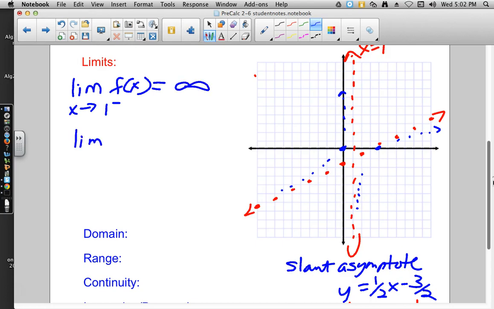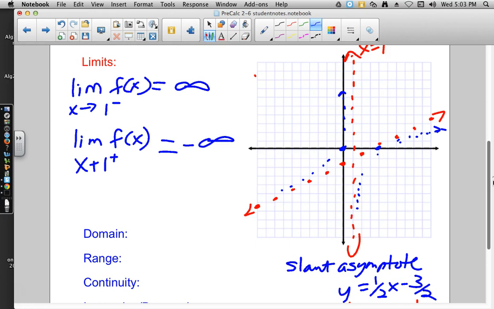And the limit of f of x as x approaches 1 from the right-hand side, got a little carried away with my plus 1 on the right-hand side. Well, as we approach our 1 from the right-hand side, this is going down. So negative infinity.